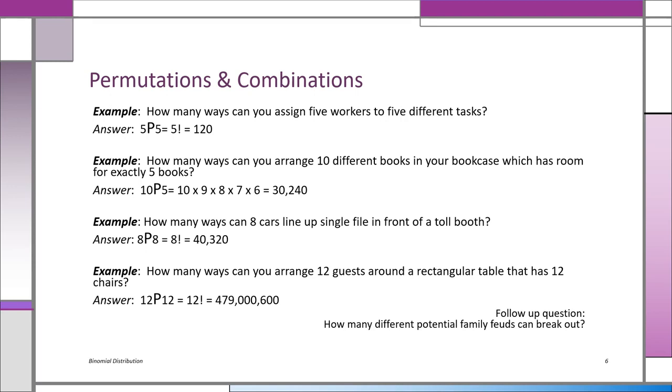Example 3. How many ways can 8 cars line up single file in front of a toll booth? Again, we're assuming there's space for 8.